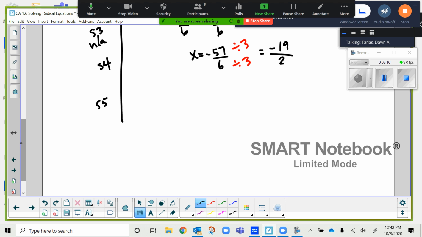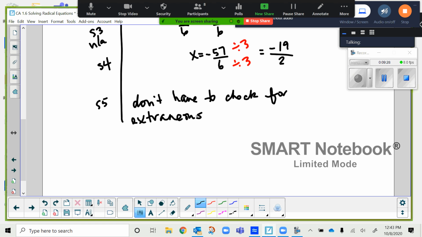So here's what I want you to actually write down somewhere on your notes for this problem. Don't have to check for extraneous solutions when the power is odd. So we actually can just stop here. X equals negative 19.